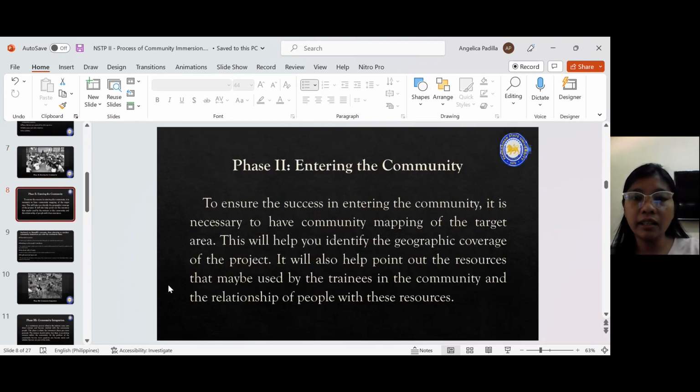So phase 2 here in the entering the community, to ensure the success in entering the community, it is necessary to have community mapping of the target area. This will help you identify the geographic coverage of the project. It will also help point out the resources that may be used by the trainees in the community and the relationship of people with these resources.